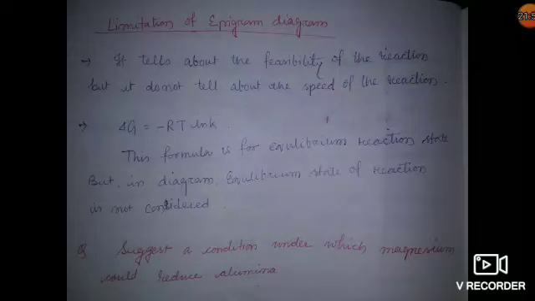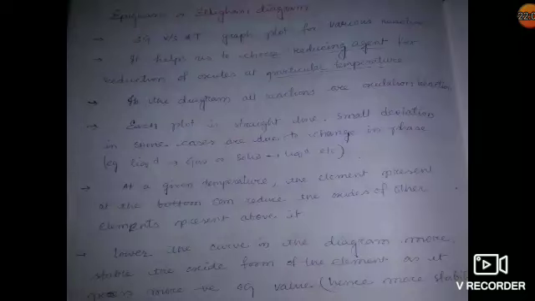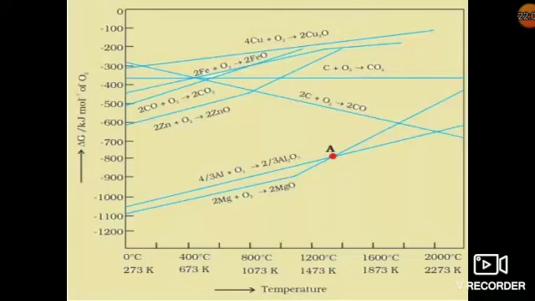So one question for you: suggest a condition under which magnesium could reduce alumina. Okay, you have to tell the condition at which magnesium can reduce the alumina. Now see here, this is magnesium and alumina. Now they have asked when magnesium can reduce alumina. You know that the element present at the bottom can reduce the oxide of the other element present at the top. So magnesium will be able to reduce alumina, but up to what mark? Up to this point A.